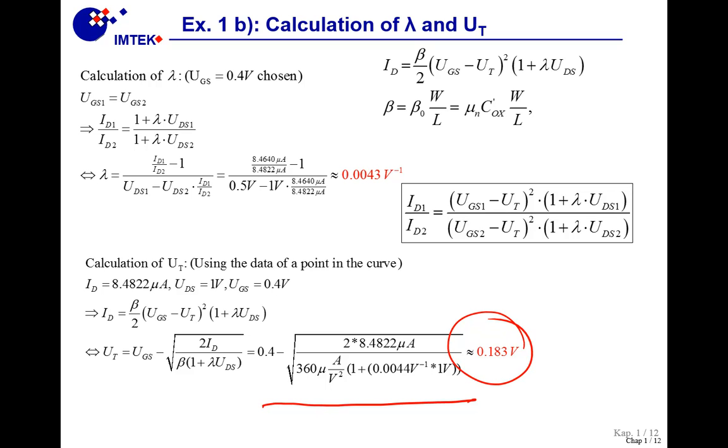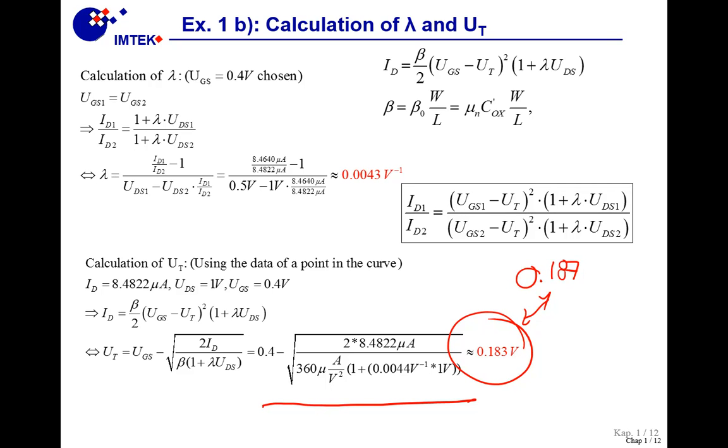And we end up with 0.183. So the previous one was 0.187. Are these two the same? No, they are not the same. So where does the error come from? Okay.